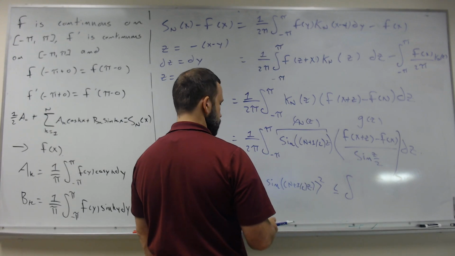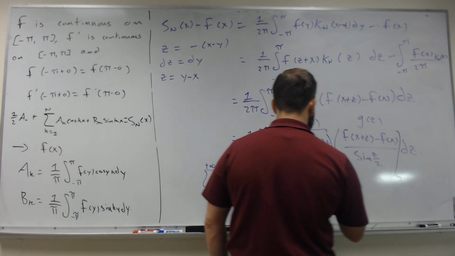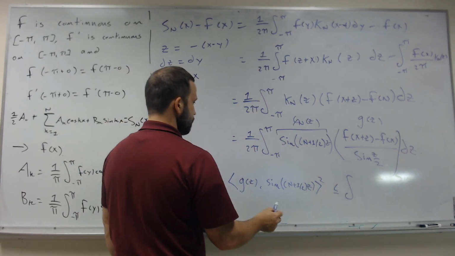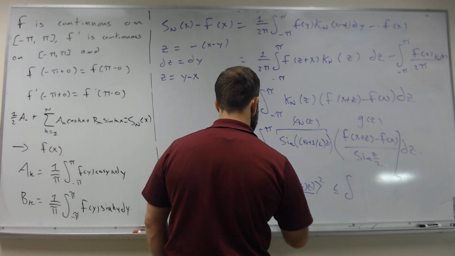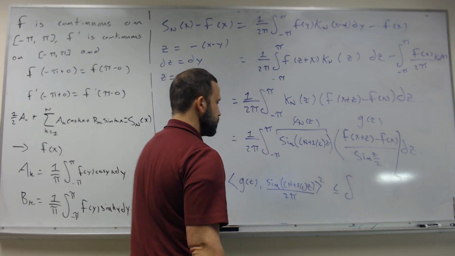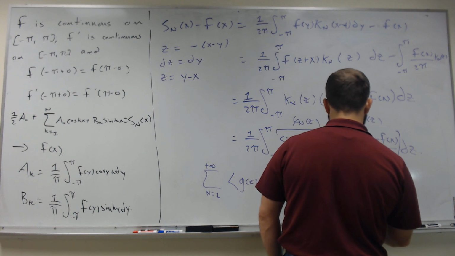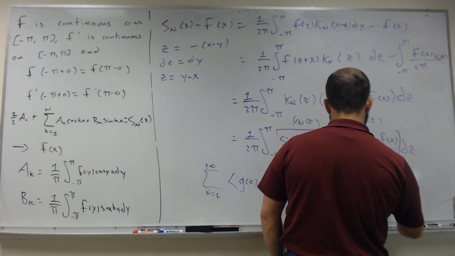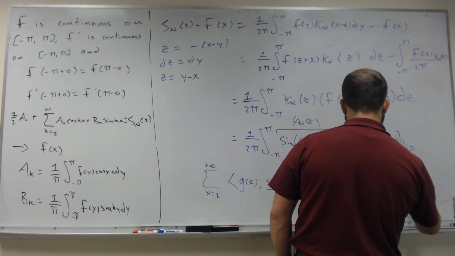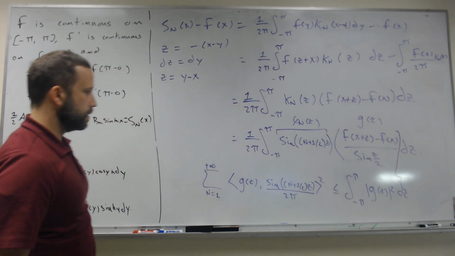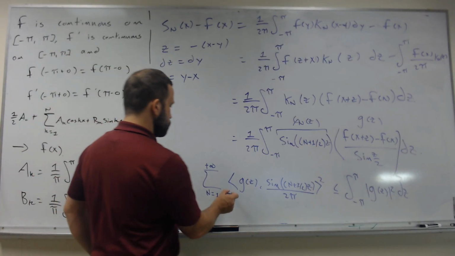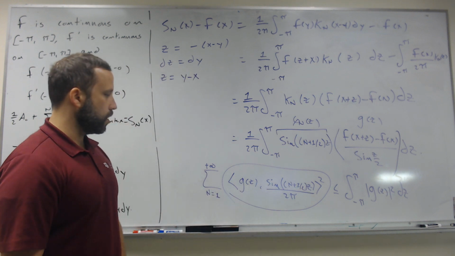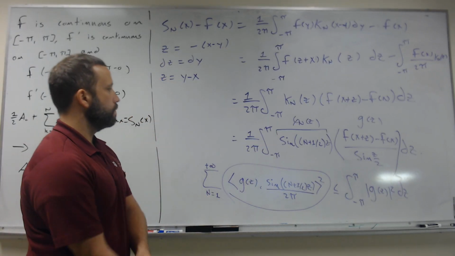There's going to be a constant here. So let me say it this way. It is less than or equal to the integral from minus pi to pi of g of z squared dz. So in other words, by the test for divergence, these go to 0 as n goes to infinity. Each one of these goes to 0.